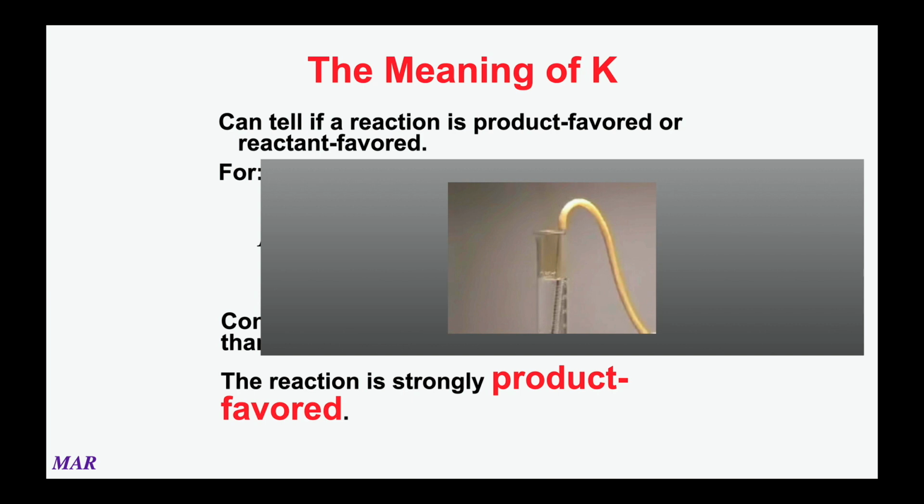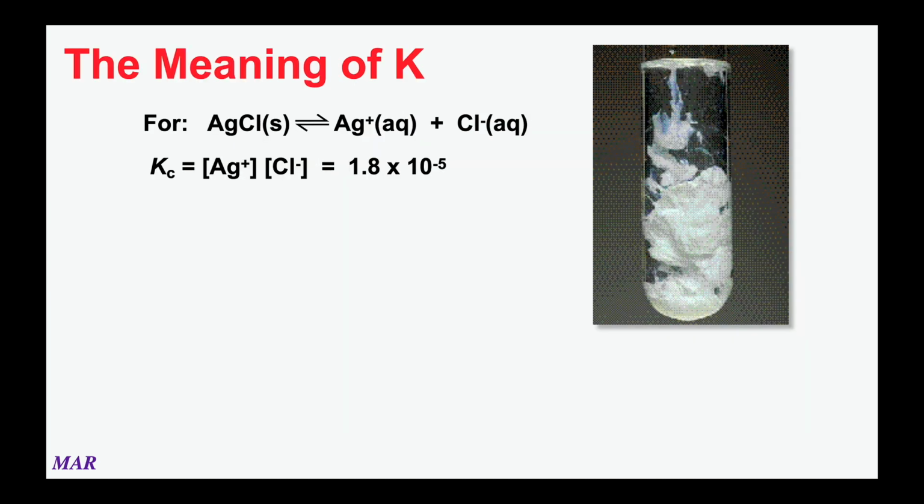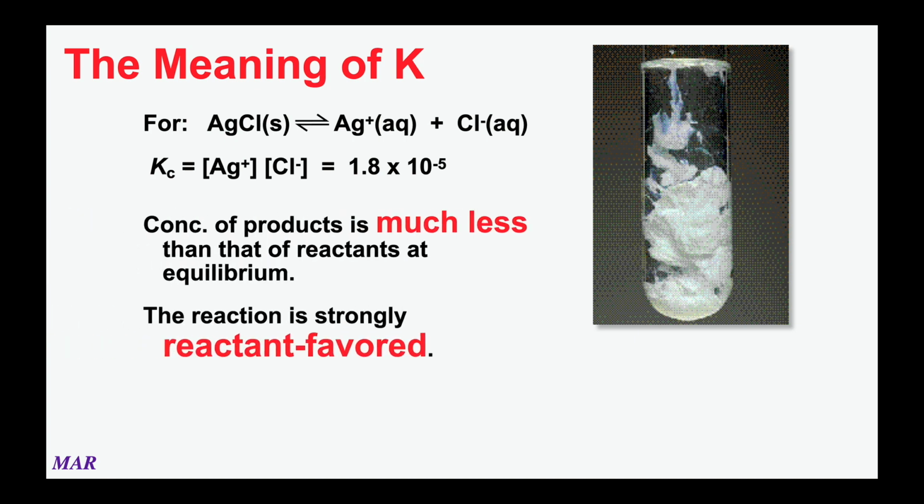Product-favored reactions are usually what people want when they're trying to make something. Here's a reaction: silver chloride, which is a solid, breaks down into the ions, silver plus and chloride. This K, which is a Kc now because these are solutions, is the silver ion concentration times the chloride ion concentration, 1.8 times 10 to the minus 5, a pretty small number. Now this K, as you can see, is a lot less than 1. So that means that this reaction is going to be very reactant favored.